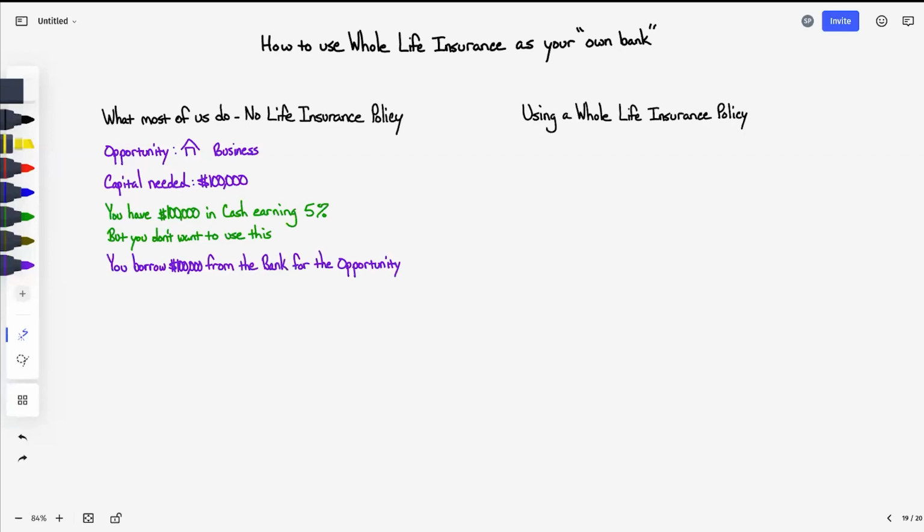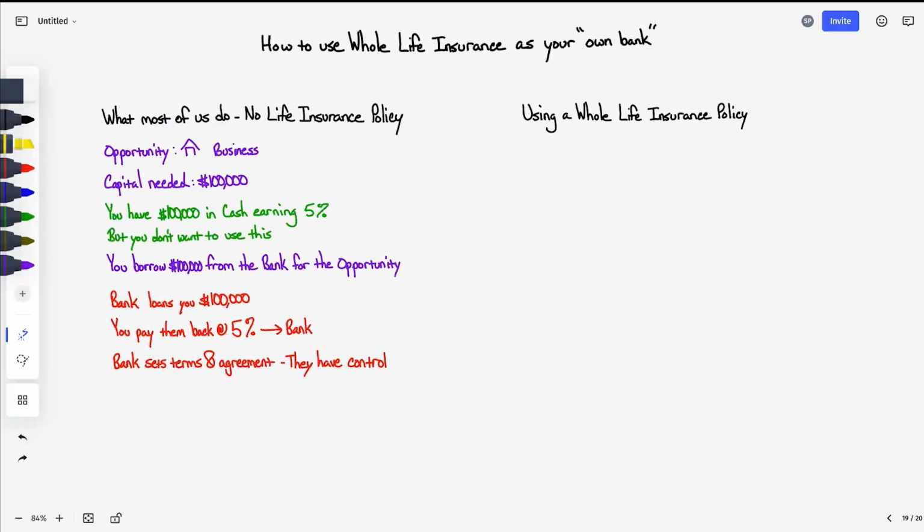Okay, so what you decide to do is borrow $100,000 from the bank for this opportunity. The amount you're borrowing is $100,000. So the bank loans you $100,000, then you pay the bank back with interest. For simplicity, we'll assume that you're paying a 5% interest rate to the bank. Now, when you take that loan from the bank, who controls it? Who sets the terms and the agreements? Do you or the bank? The bank does. So they have an element of control when they're loaning you their money.